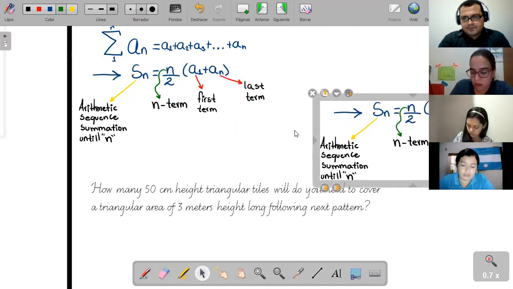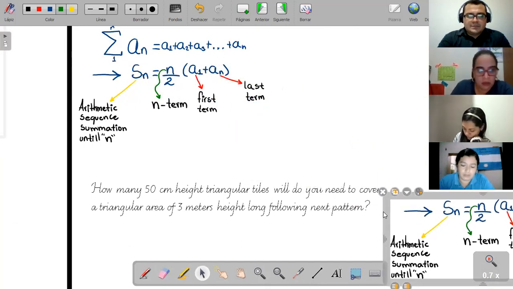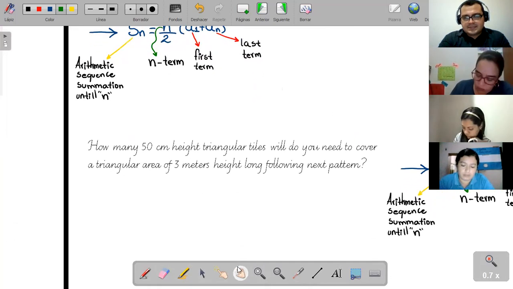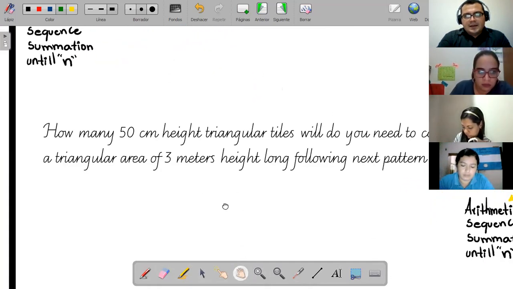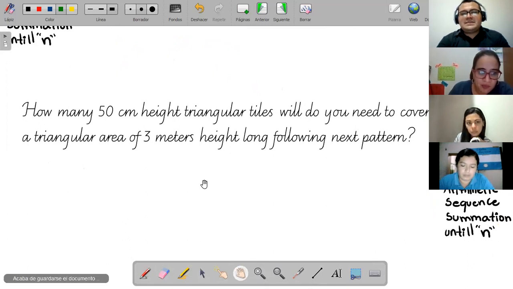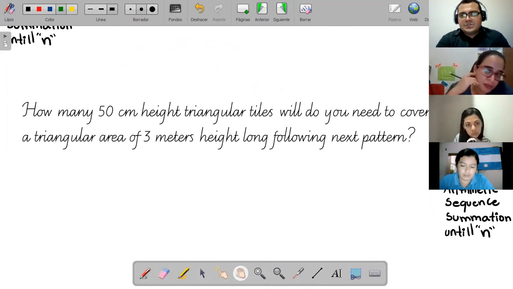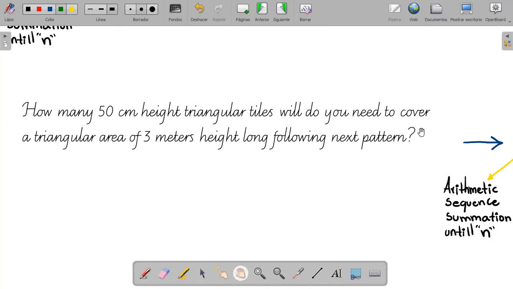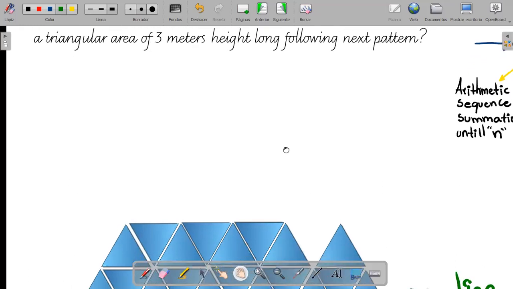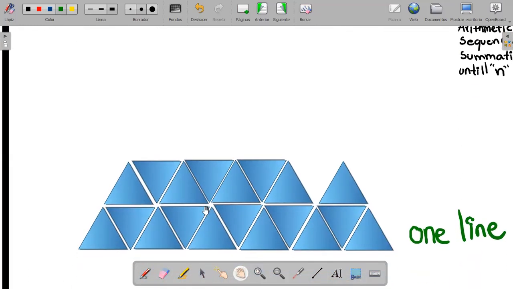I'm going to leave it over there. And let's see the problem. It says: how many 50-centimeter high triangle tiles will you need to cover a triangular area 3 meters high, following the next pattern? What pattern? Okay, here it is, and I have here my tiles. 1, 2, 3, 4, 5, 6, 7, 8, 9, 10, 11 for the first line.